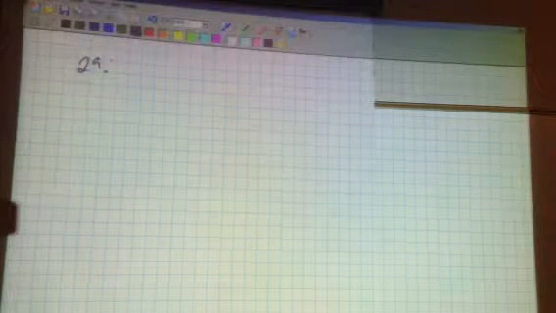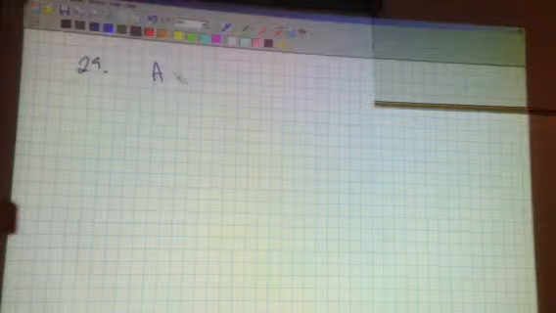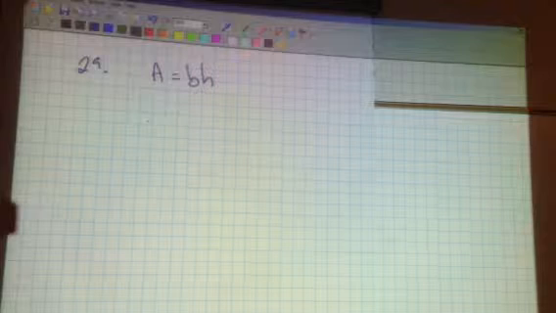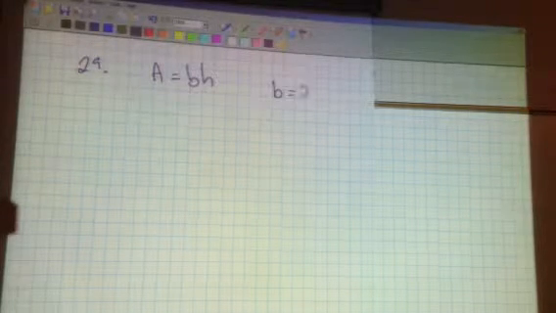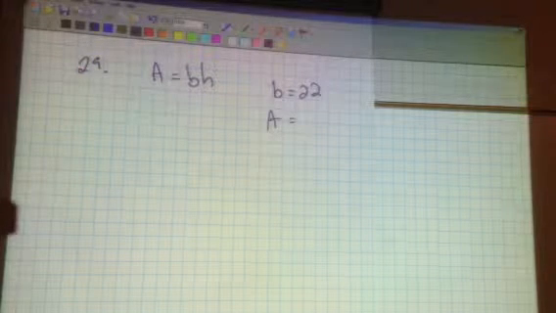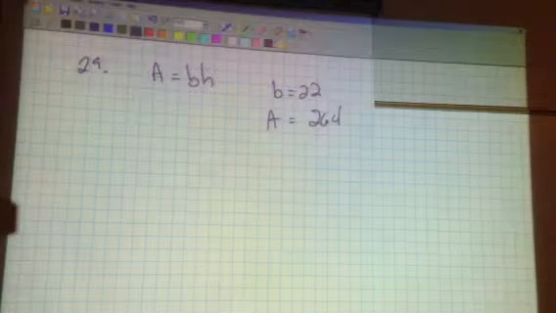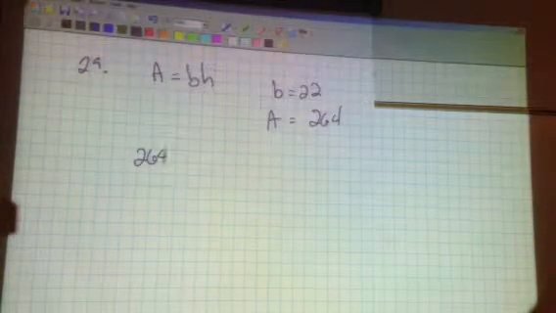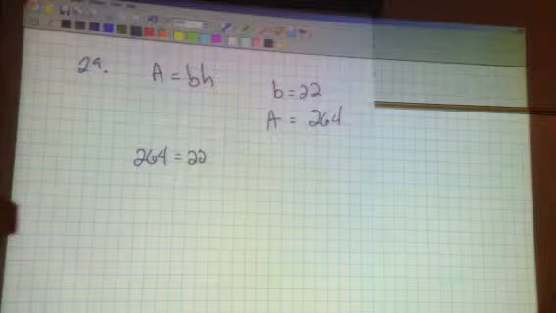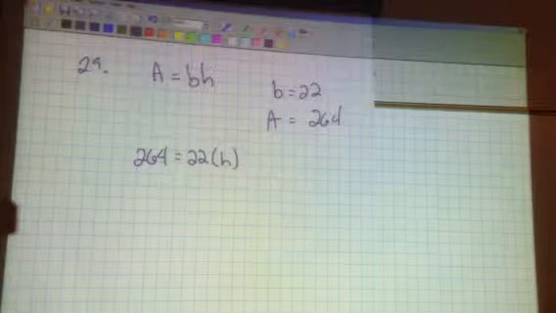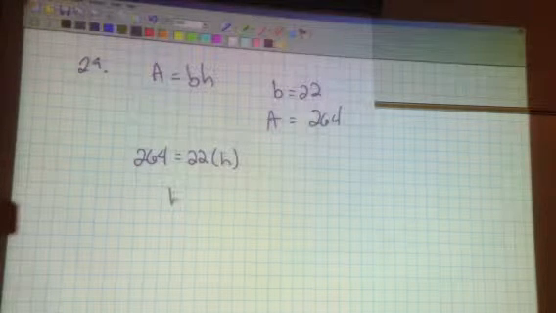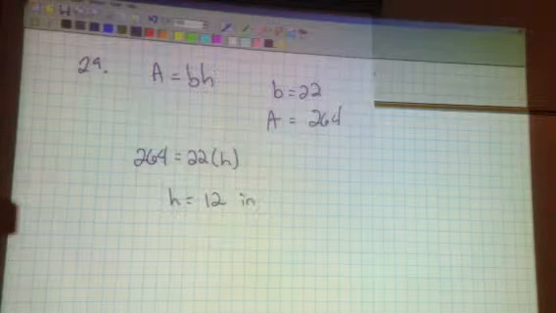29, a parallelogram. They're talking about the area of a parallelogram. You got to know your area formula. It's just base times height. So it says the base is 22 inches, and it says the area is 264 inches. So I'm going to substitute 264 in for A. It equals my base, which I know, and I do not know the height. That's what I'm looking for. That's what I have to solve. So then just divide both sides by 22, and you're going to get H equals 12 inches.